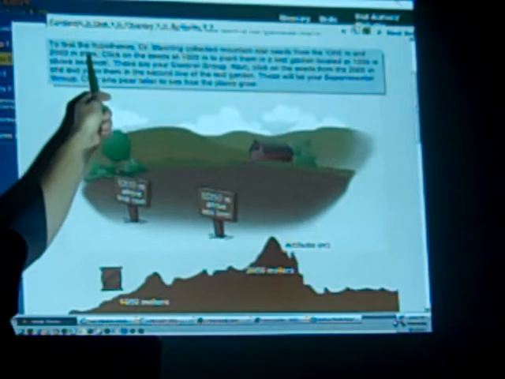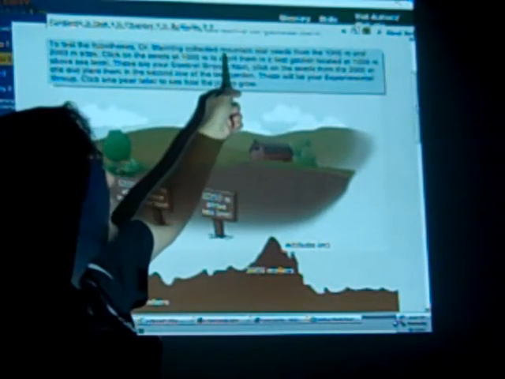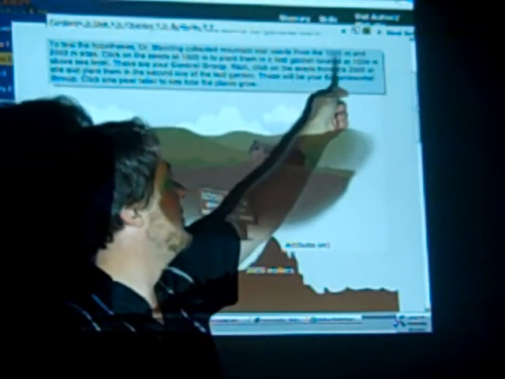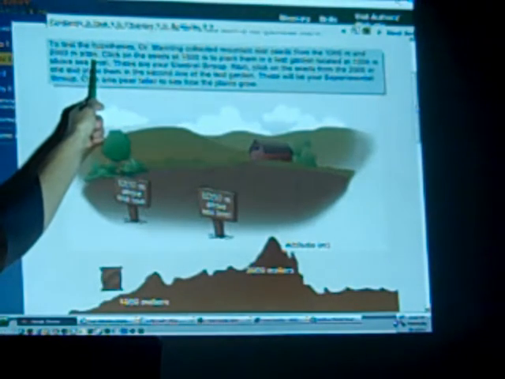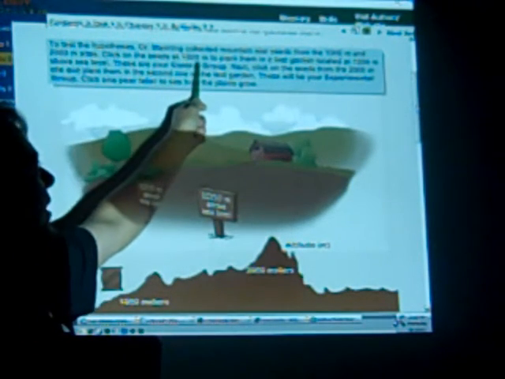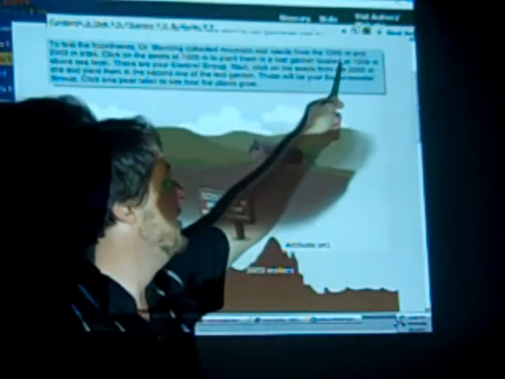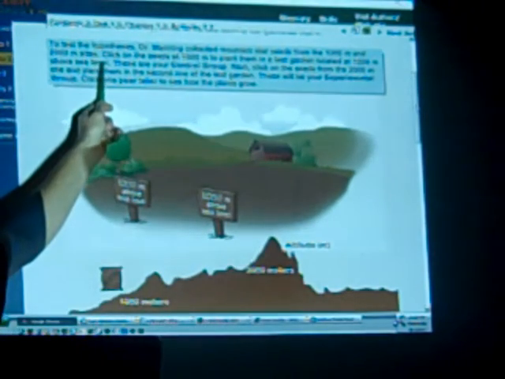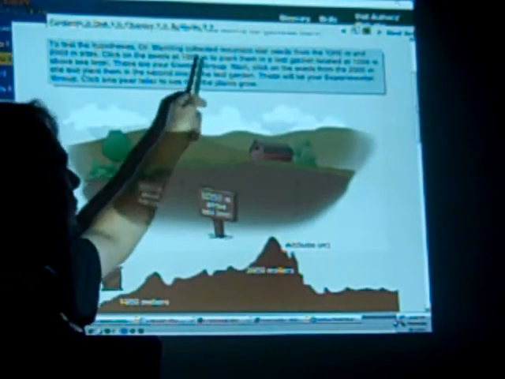Thank you very much. To test the hypothesis, Dr. Manning collected mountain star seeds from the 1,000-meter and 2,000-meter sites. Click on the seeds at 1,000 meters to plant them in a test garden located at 1,000 meters above sea level. These are your control group.